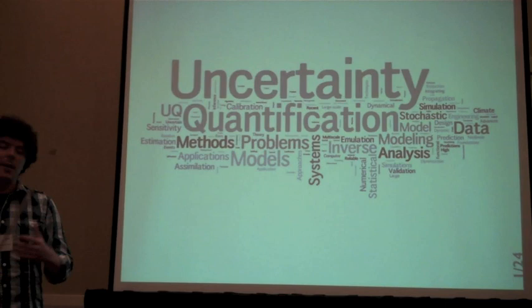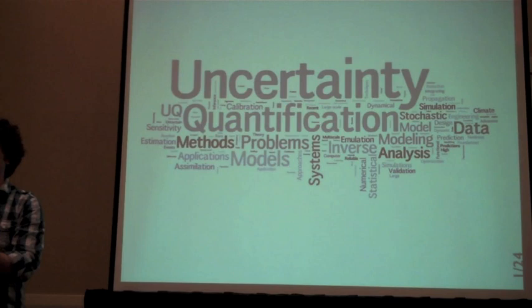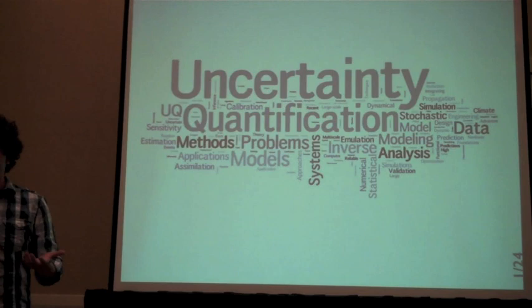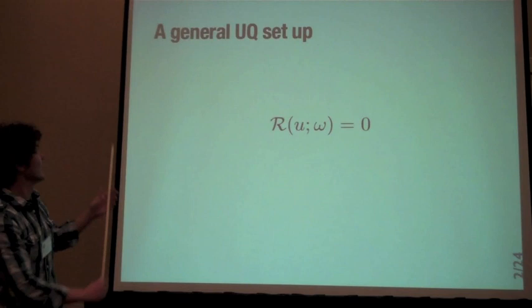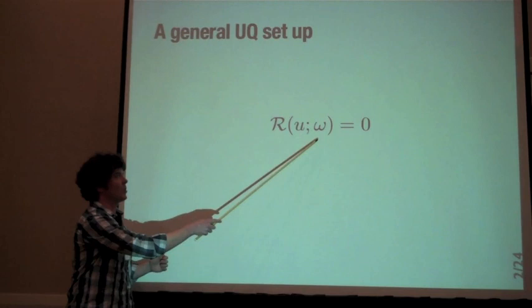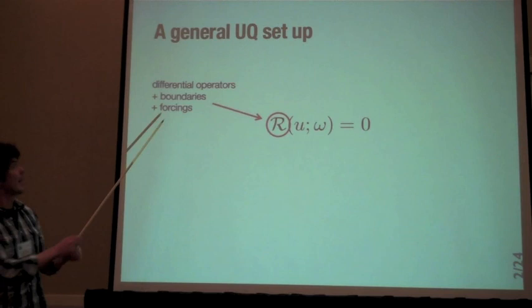The perspective that I'm going to talk about when I talk about walking from UQ to simulation informatics will be the perspective that I've come from, which is the analysis of parameterized partial differential equations. But it's a big umbrella, and there are lots of things that fit in here that don't necessarily fit into what I start calling the general UQ setup. So let's say that I have a system of equations where U is my solution, and omega is going to represent some randomness. R here is my differential operators and boundary conditions and forcing; it's very abstract.